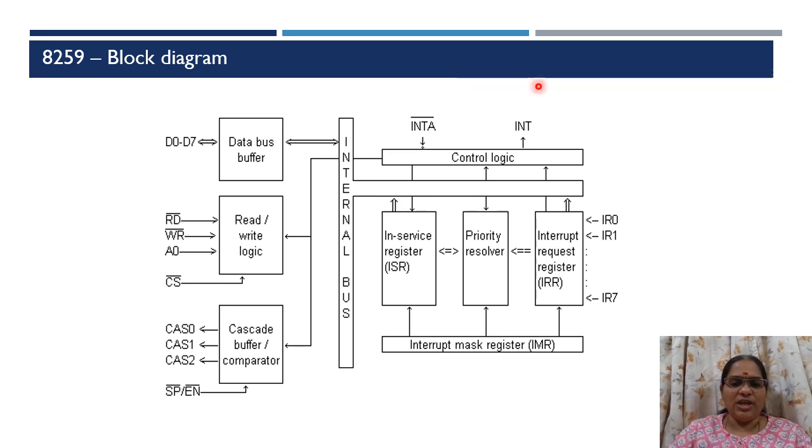If the processor is free to accept the request and free to service a particular interrupt, it will give a signal called interrupt acknowledge. So this is the interrupt to the processor, and this is the interrupt acknowledgement from the processor. This is a block diagram of the 8259 programmable interrupt controller.